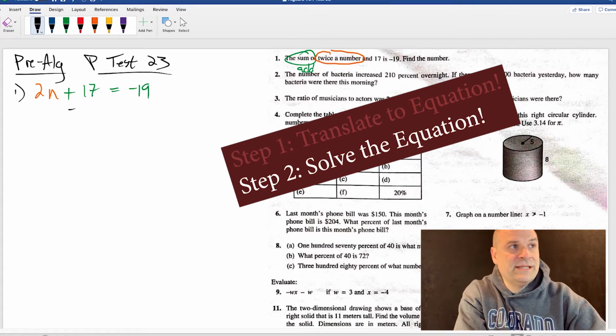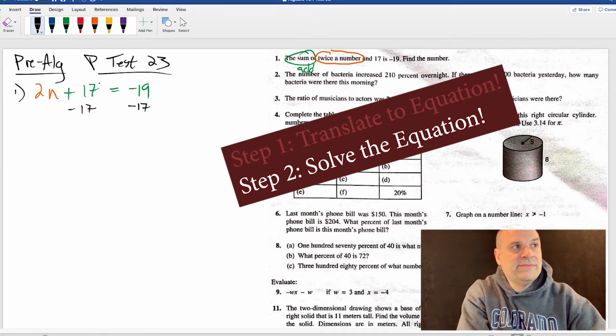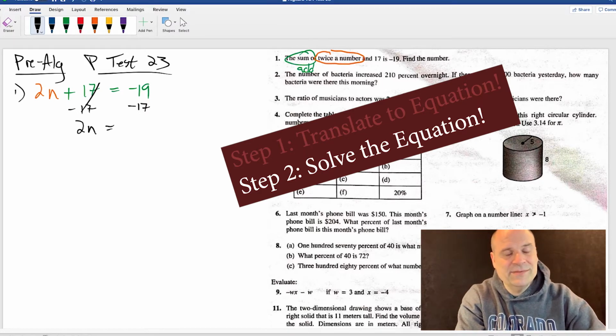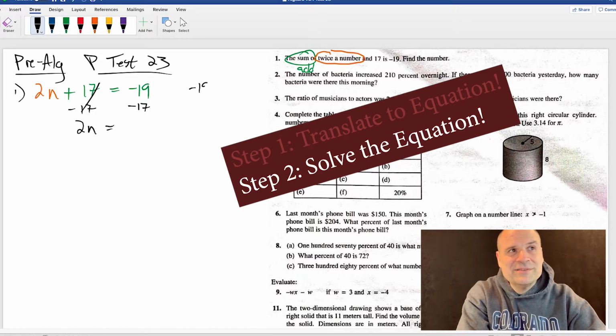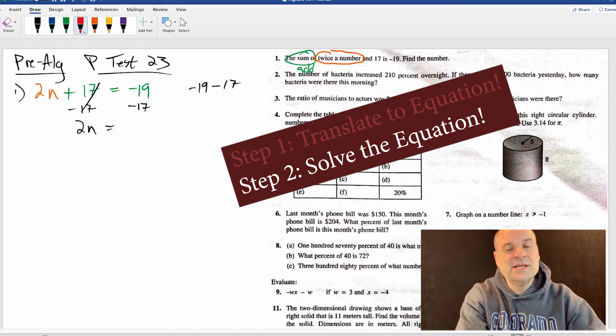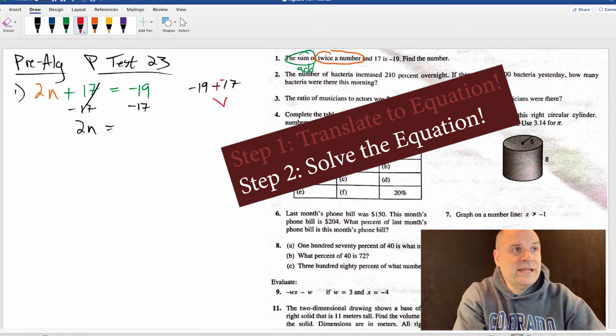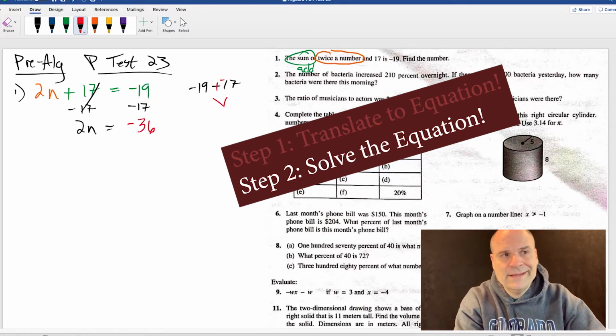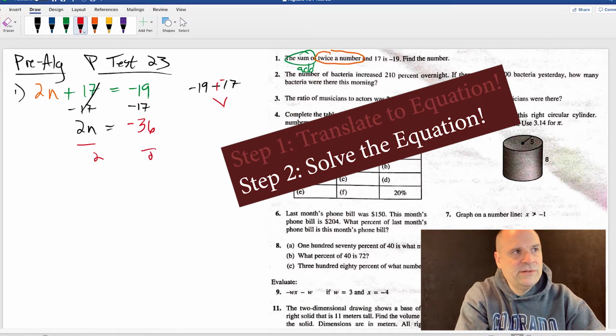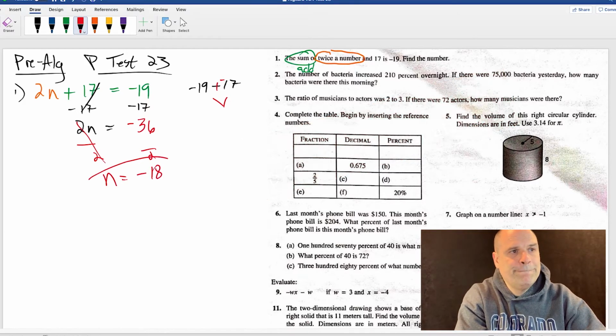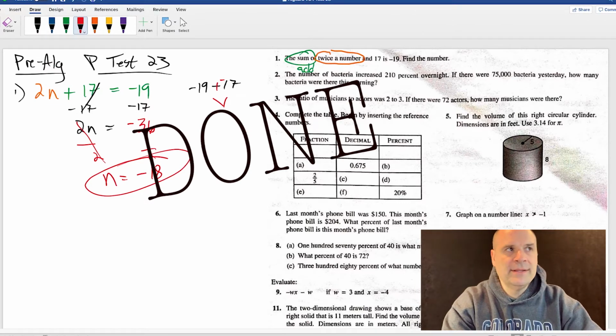So let's get rid of 17: minus 17, minus 17. And you're left with 2n on this side. And then you have negative 19 minus 17. Let's write it out. When you're subtracting with negative signs, it's confusing. So chicken scratch. Really, this problem is negative 19 plus negative 17, which is adding the negatives. So negative 36. Now divide by 2, divide by 2. N equals, a negative divided by a positive is a negative, 36 divided by 2 is 18. Boom. Done. Good job.